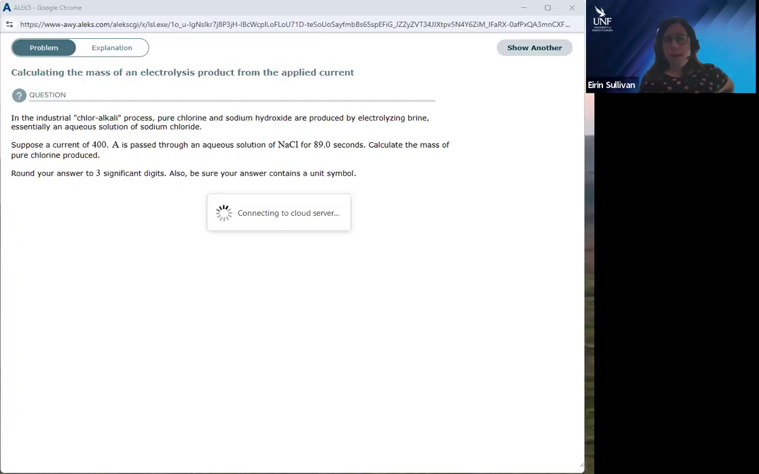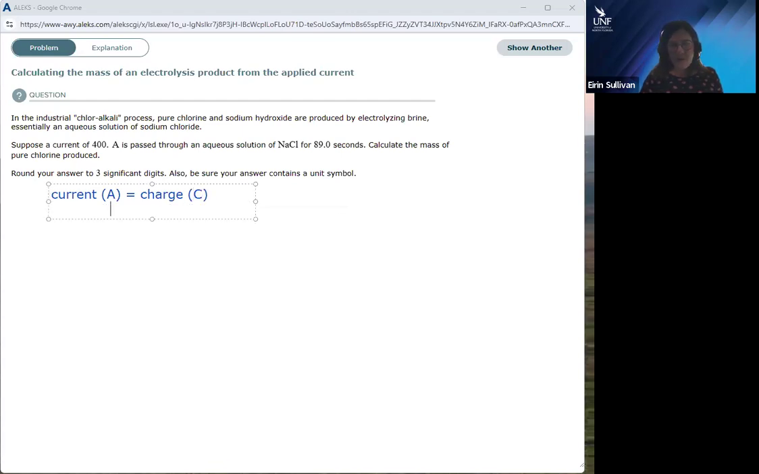Calculating the mass of an electrolysis product from the applied current. Okay, so in order to do this, we're going to need to know our relationship between current, charge, and time. Current is how we describe a moving charge, and it is in units of amperes, which is just the ratio of charge in coulombs over time in seconds, so essentially coulombs per second.